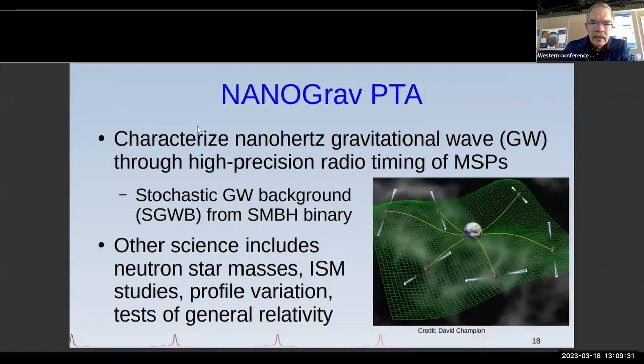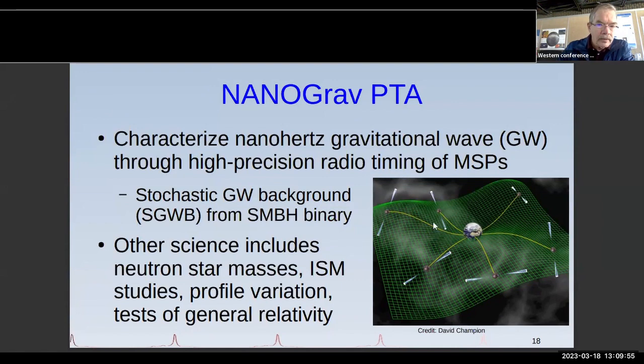So NANOGrav, here's a cartoon of it. This is Earth in the middle, with the pulsars flashing around in this pulsar timing array. And their goal is to characterize nanohertz gravitational waves. So nanohertz means the wavelength is on the order of years, dozens of years. And they do this timing of these millisecond pulsars.